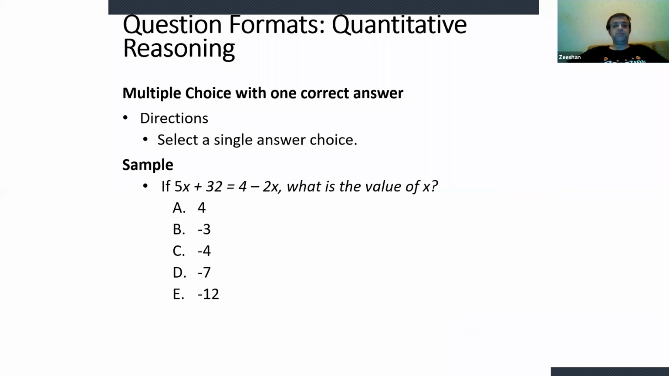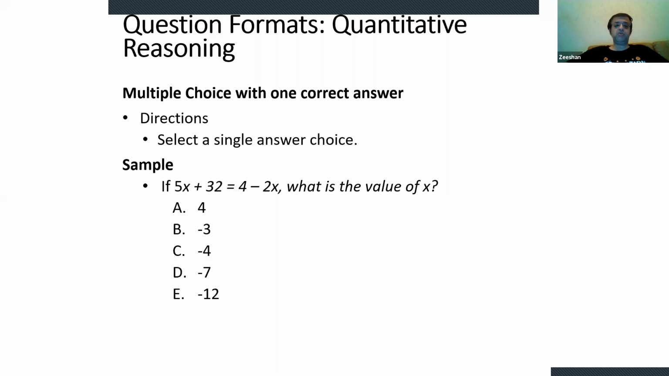Let's look at a few examples. Now this is an example where you have to select an answer, which is multiple choice. It says select a single answer choice. If 5x plus 32 equals 4 minus 2x, what is the value of x? So it's a simple question. I hope you guys can do it.